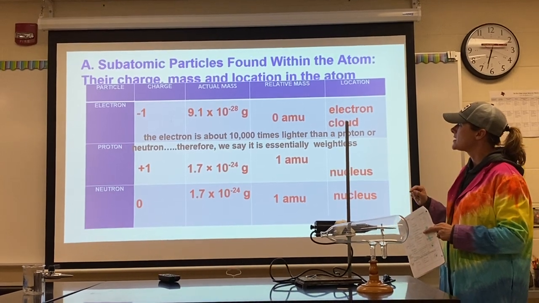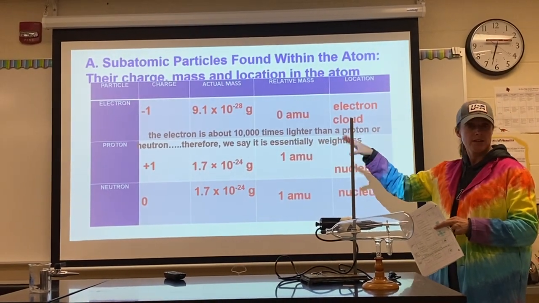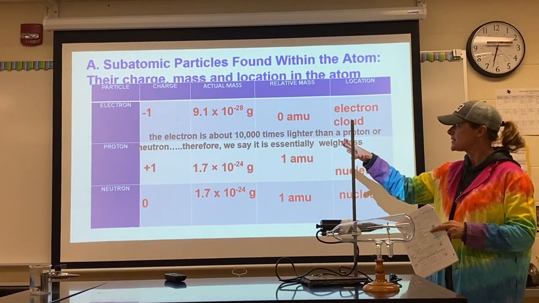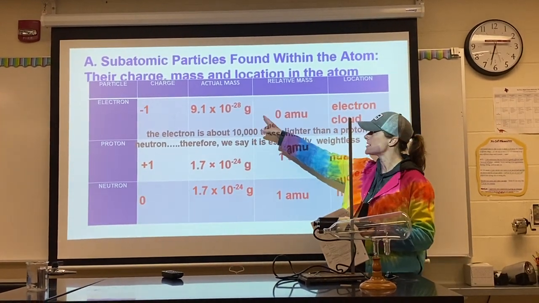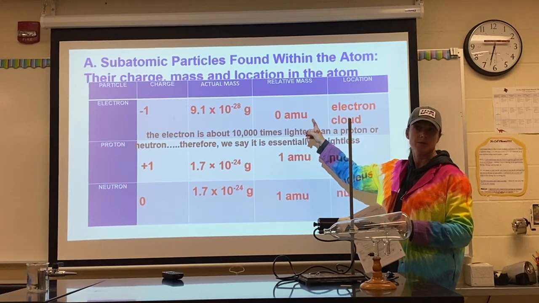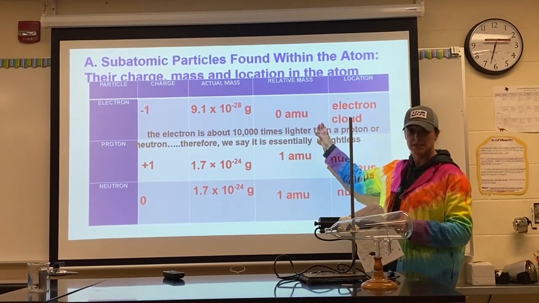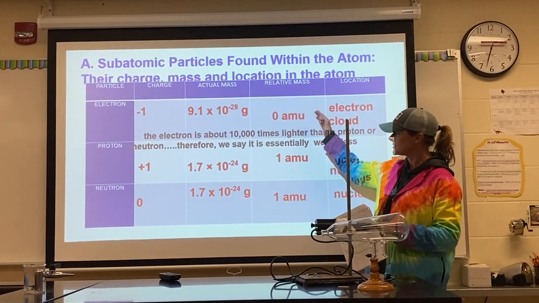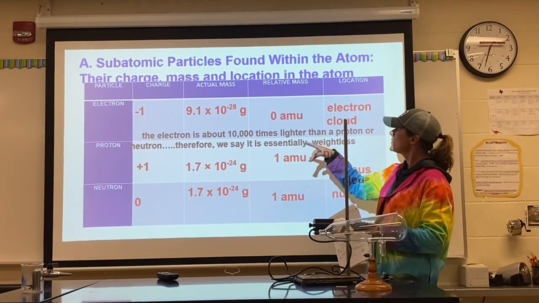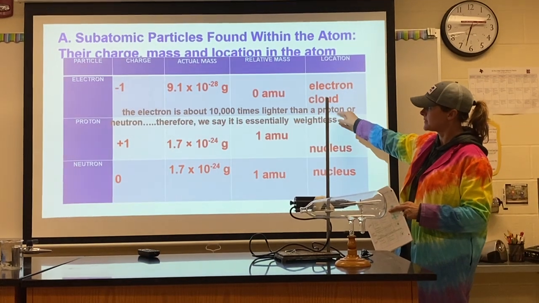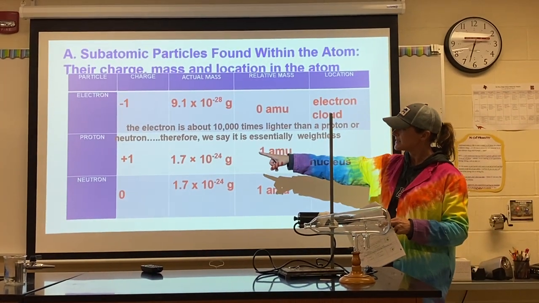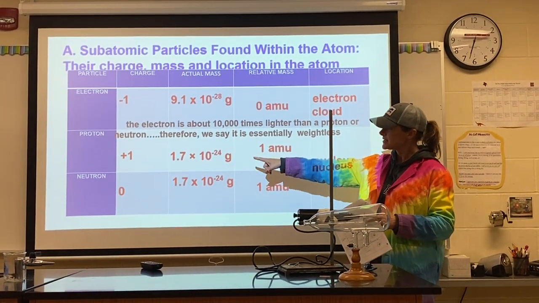So super small. We don't like to talk in grams whenever we look at something on a periodic table, so someone has re-quantified that and said, okay, we're going to call that mass something that's called an AMU. And electrons, we basically say have no mass, and we'll get to the why behind it here in a second. Where do we find the electron? In the electron cloud. Okay, I'll come back to this statement here in a bit. Protons are +1. Look at their mass, 1.7.